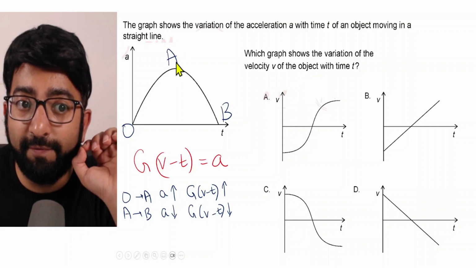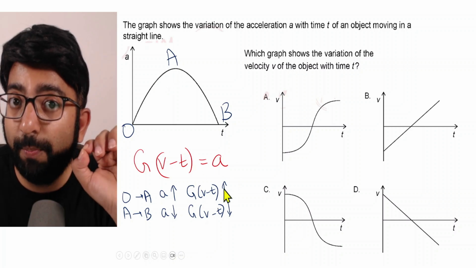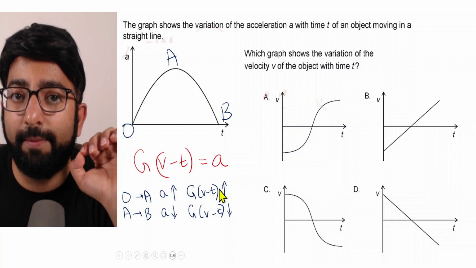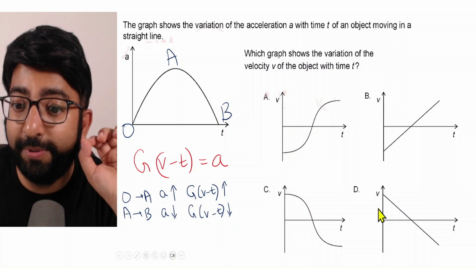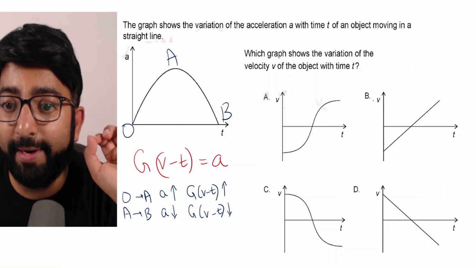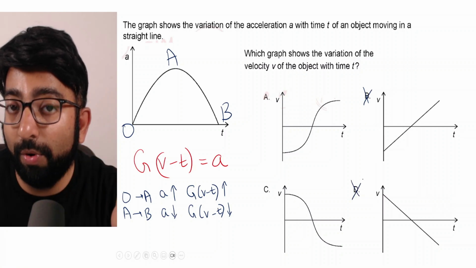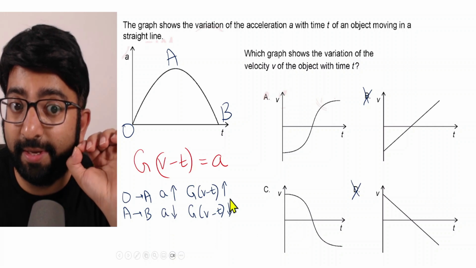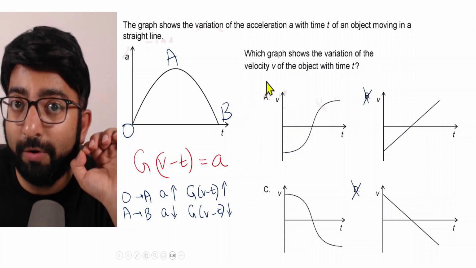From O to A, which is the first half of the graph, we had deduced that the gradient is increasing, which means the shape of the velocity time graph should be an upward facing parabola. Now, since it is going to be a parabola, that means option B and option D can definitely be discarded because B and D are straight lines and we need parabolas as the shapes. So from O to A, since the gradient is increasing, the shape should be an upward facing parabola, which is only there in option A.